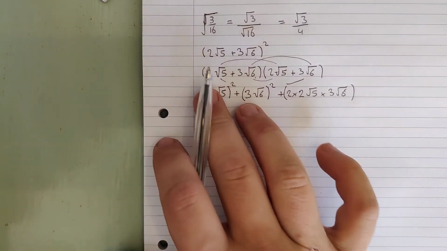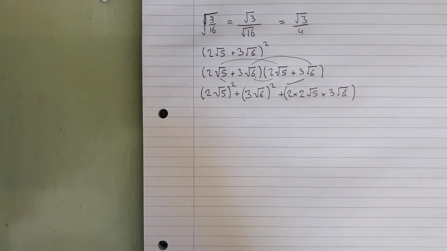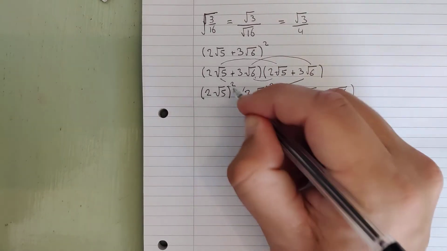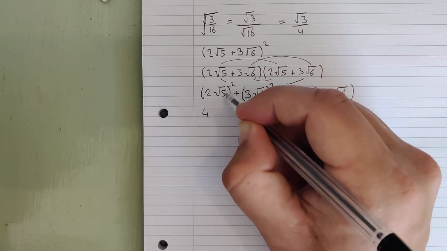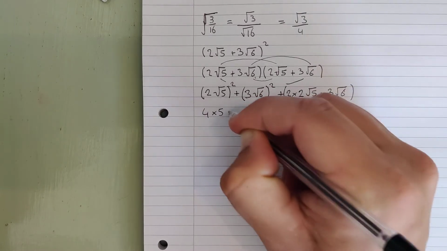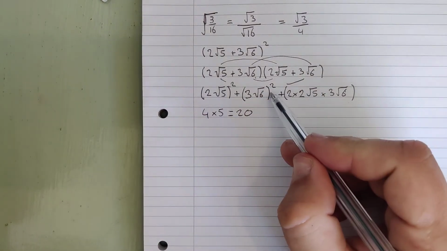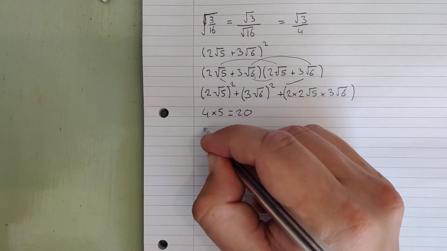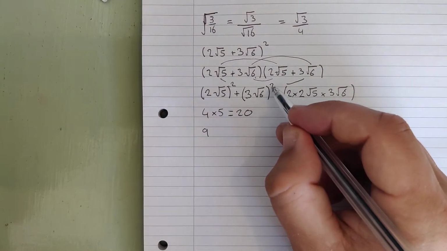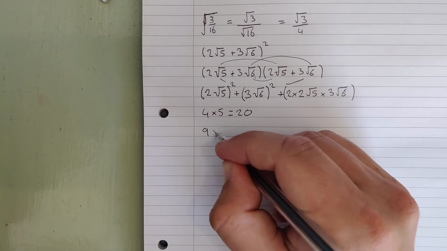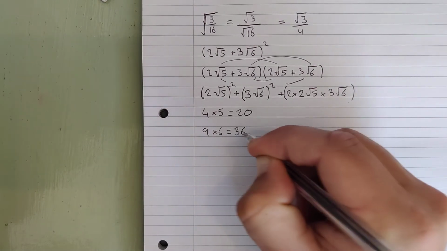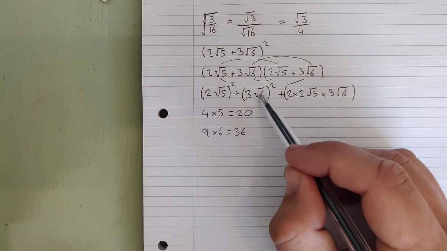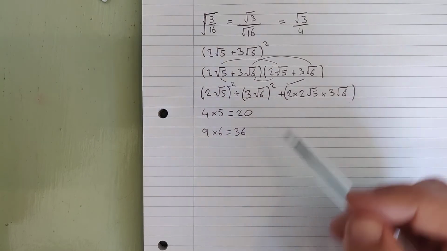What we want to do now is just solve each of these things individually. The square affects both of these numbers. So 2 squared is 4, and then square root of 5 squared is 5, so that's 20. Same again here, the square affects both things. Square of 3 is 9. Square root of 6 squared is 6. And that's just because, I'm not sure if I mentioned it before, but you can rewrite square root as to the power of a half.